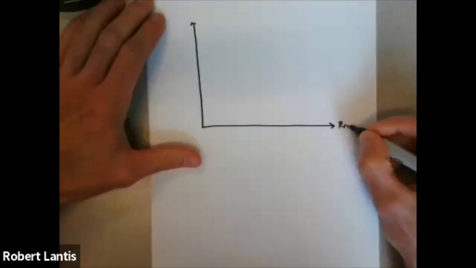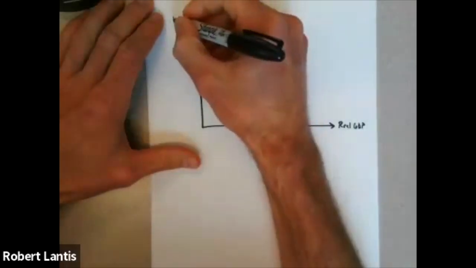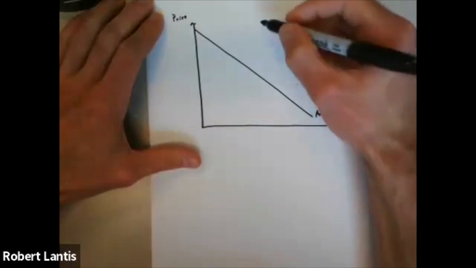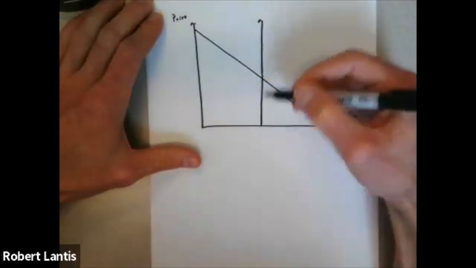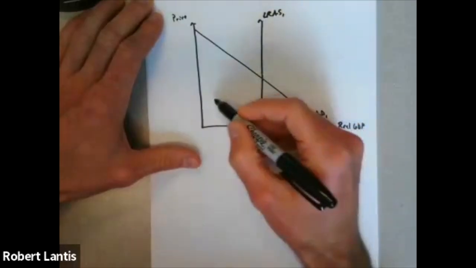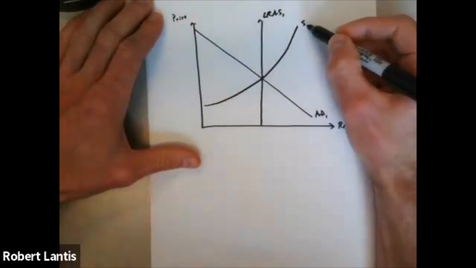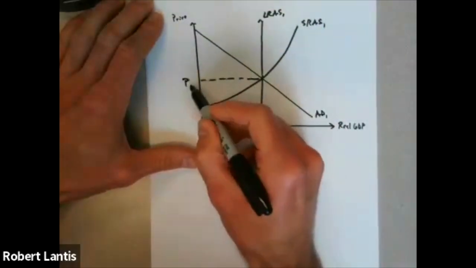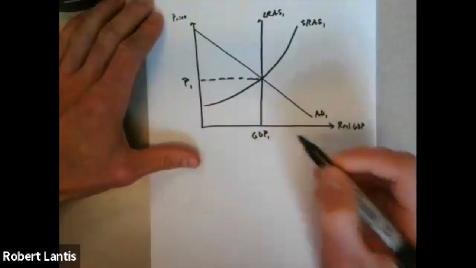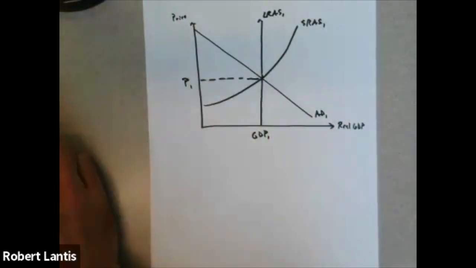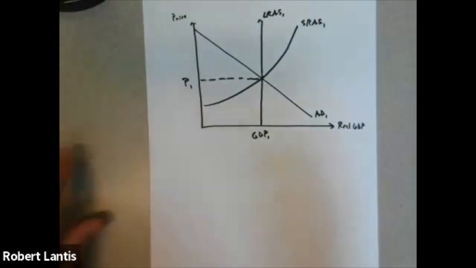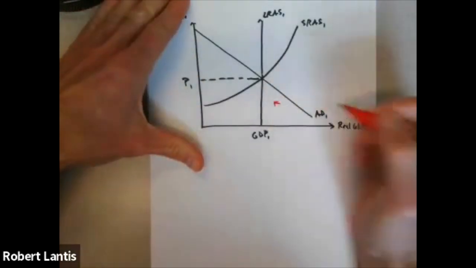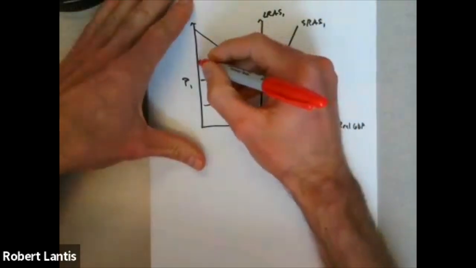Okay. So if we've got our real GDP, we've got prices, we said kind of initially, here's my aggregate demand curve. Here's my long run aggregate supply. Here's my short run aggregate supply curve. So the initial price level is right here. The initial level of GDP is right here. Okay. If I have an increase in taxes, that means people have less money to consume products. So I'm going to get an aggregate demand decrease. Okay. Or a shift to the left.